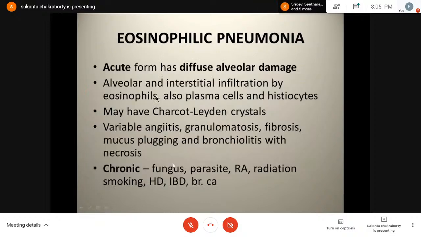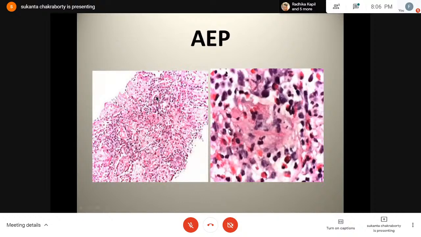Next comes eosinophilic pneumonia. The acute form has diffuse alveolar damage, and alveolar and interstitial infiltration by eosinophils, plasma cells and histiocytes is characteristic. There may be Charcot-Leyden crystals, and variable angiitis, granulomatosis, fibrosis, mucus plugging and bronchiolitis with necrosis can be there. In the chronic form, there is usually some secondary cause like fungus, parasite, rheumatoid arthritis, radiation, smoking, Hodgkin's disease, inflammatory bowel disease, or bronchogenic carcinoma. This is a picture of acute eosinophilic pneumonia. The lung parenchyma is studded with eosinophils.